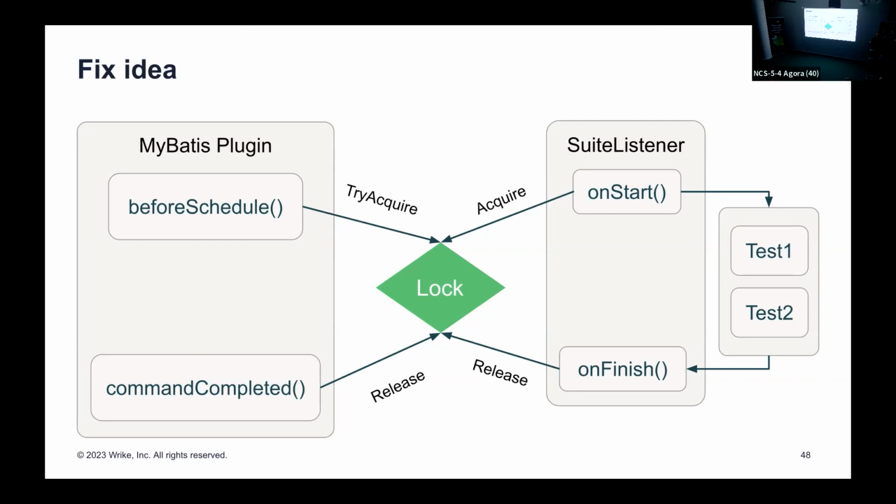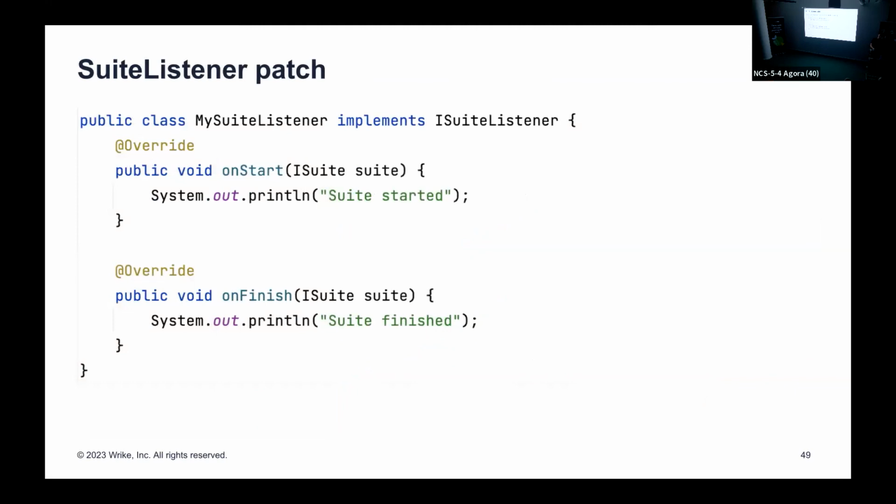But in reality, this before-schedule block is happening during the HotSwap process. And if you remember, I showed that HotSwap is happening first, and after this, we ask the test to be executed, meaning that the MyBatis plugin will always try to acquire the lock first, meaning that this is a valid solution. And the fix is pretty quick.